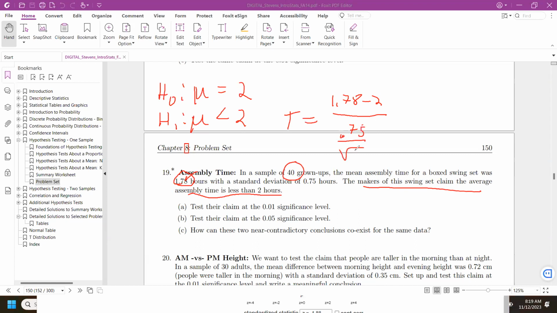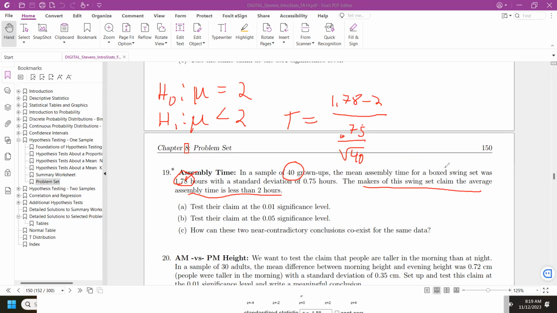0.75 divided by the square root of 40. And then we'd have to calculate all that by hand and come up with the t-score. Then go look up the t-score in a t-table, find the tail area, a little more involved than the z-score. So let me show you this applet.